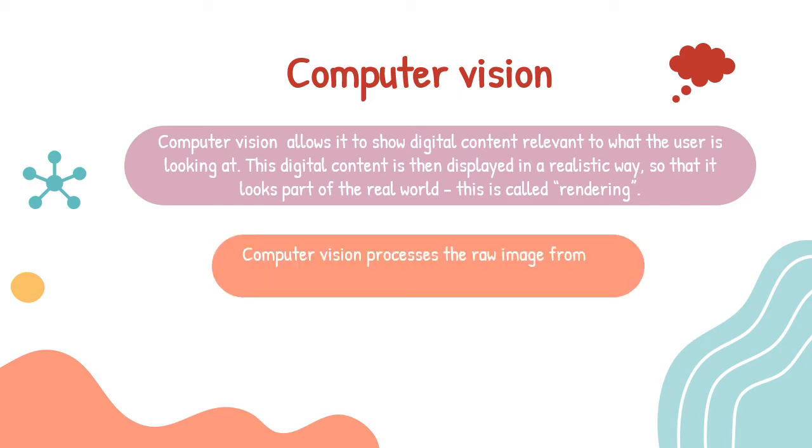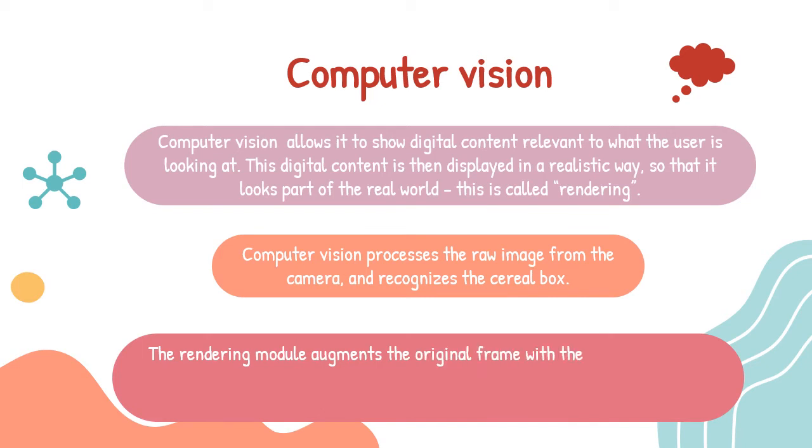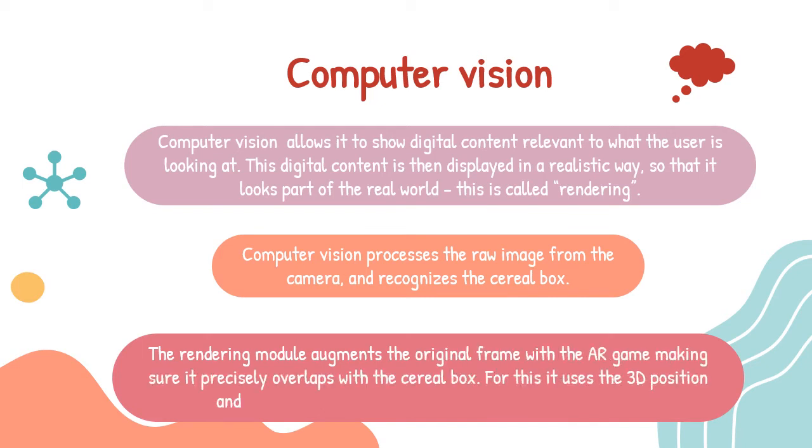Computer vision processes the raw image from the camera and recognizes the cereal box. The rendering module augments the original frame with the AR game, making sure it precisely overlaps with the cereal box. For this, it uses the 3D position and orientation of the box determined by computer vision.